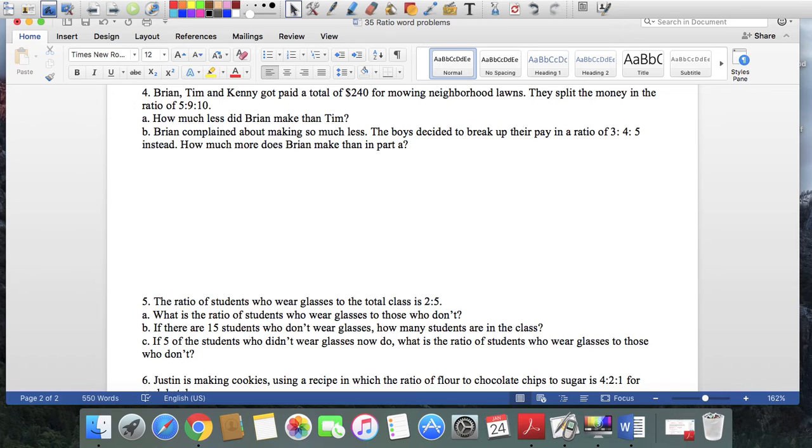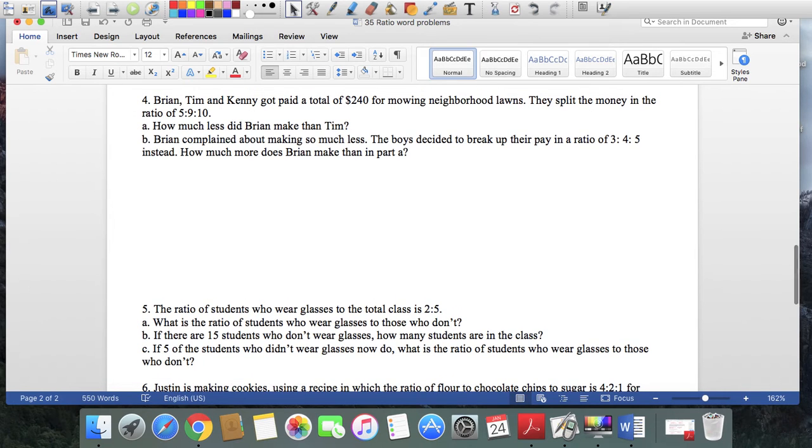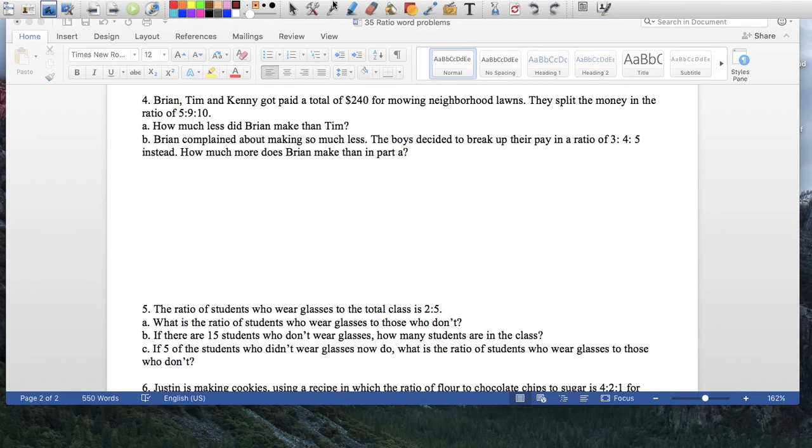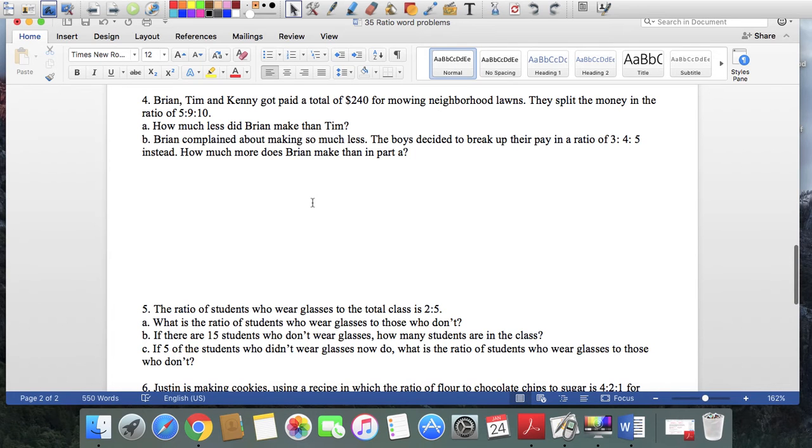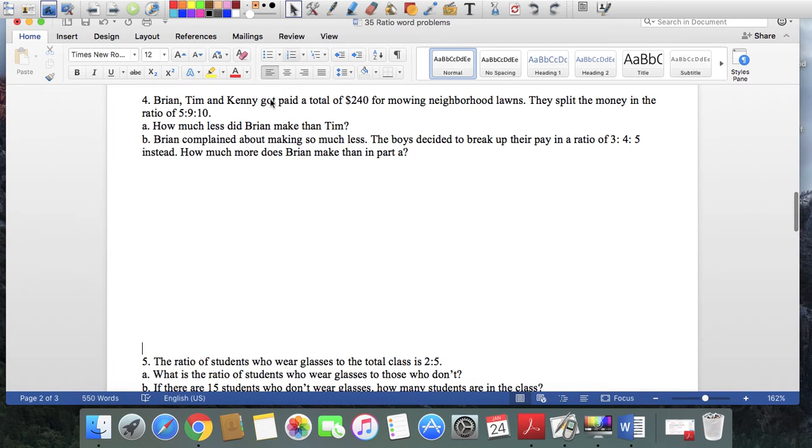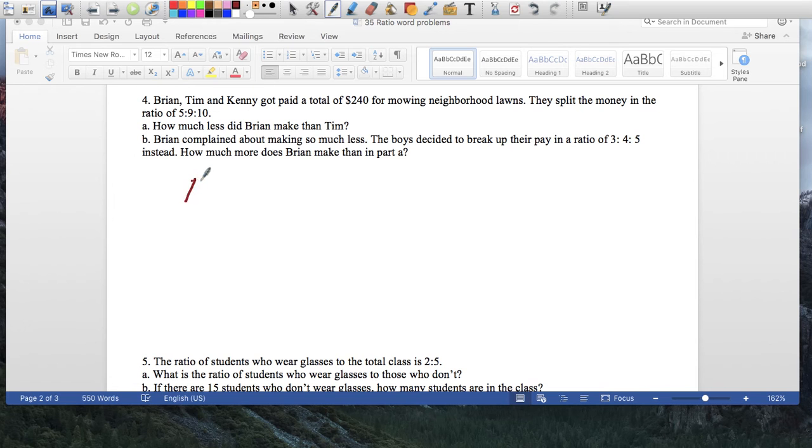Brian, Tim, and Kenny got paid a total of $240 for mowing neighborhood lawns. They split the money in the ratio of 5 to 9 to 10. So they split the money in this manner. So we have Brian. Think about it. Brian gets $5. Tim gets $9. Now put a dollar sign. And Kenny gets $10. So that's how they split the money.